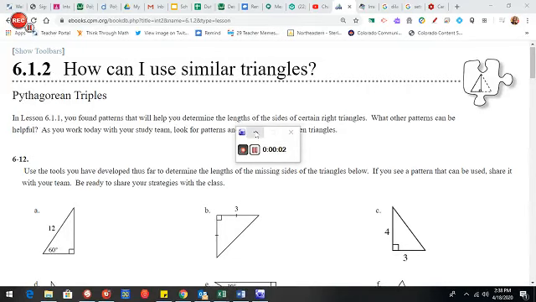Okay, everyone. Let's see, I'm gonna write down the time. It's 2:38.